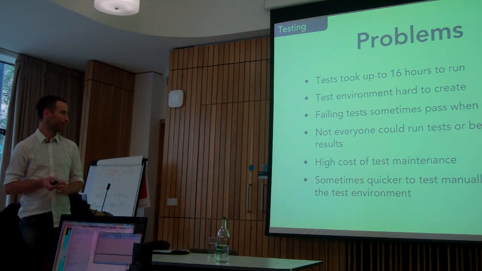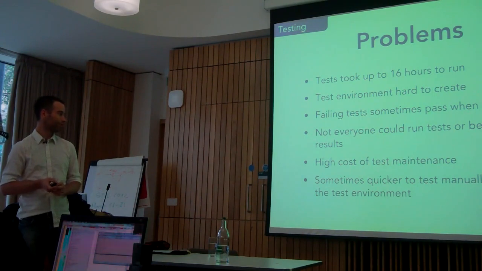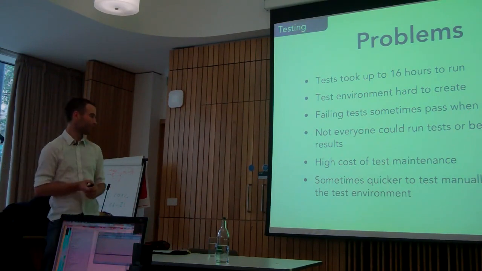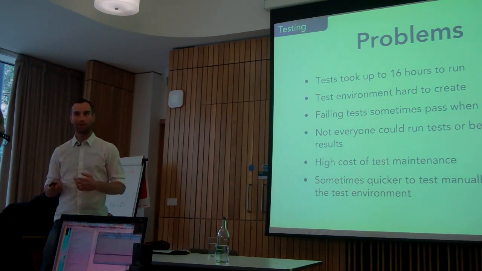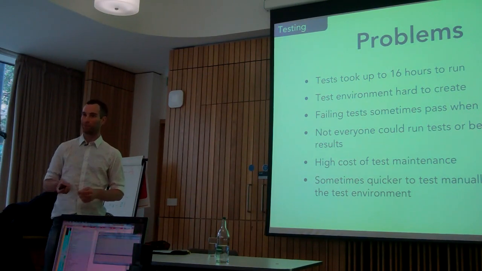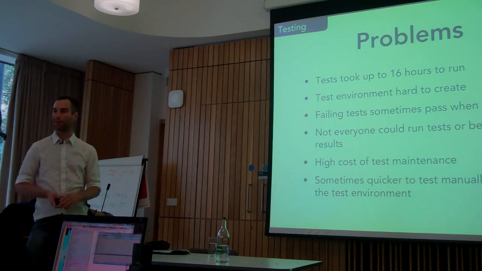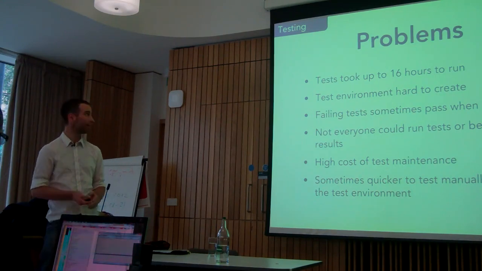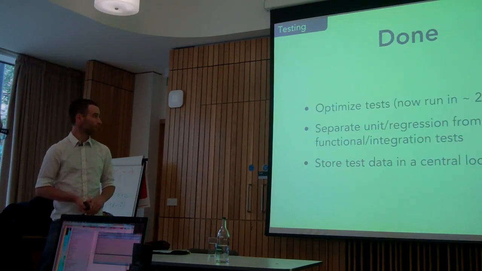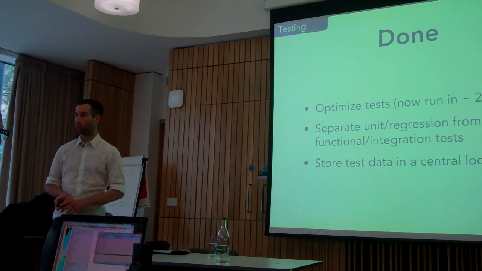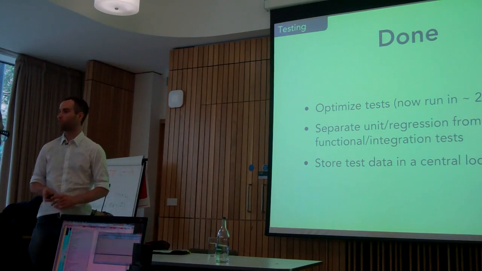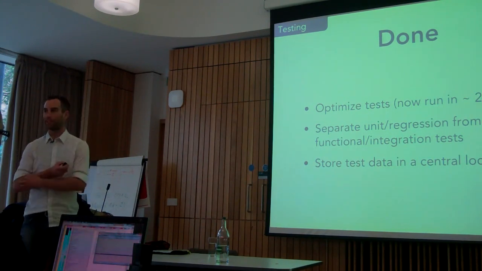Which meant that not everyone could be sure of the results, and it was expensive to maintain, and often ended up being easier just to have someone manually run through the system and make sure it was more or less working than trying to get all the test environments set up, which was not ideal. So the first thing we did was to try to optimize that down. We did a bunch of caching and a bunch of network optimization and brought that from 16 hours down to 2.